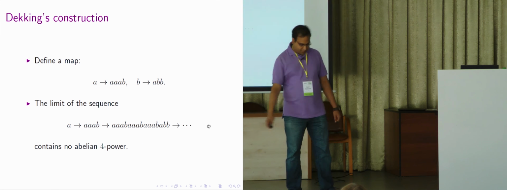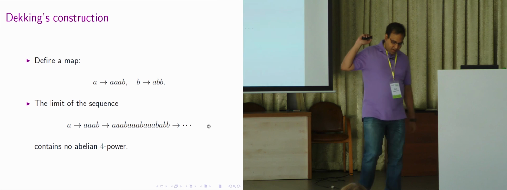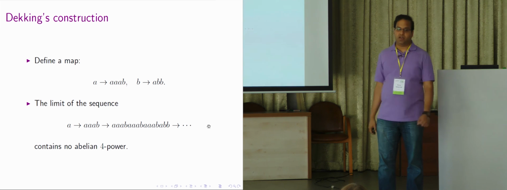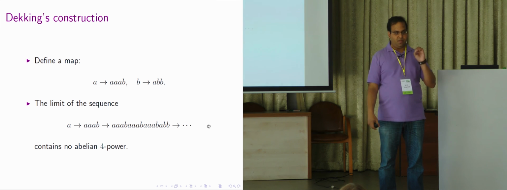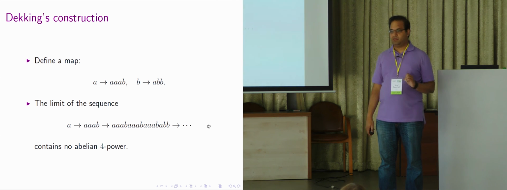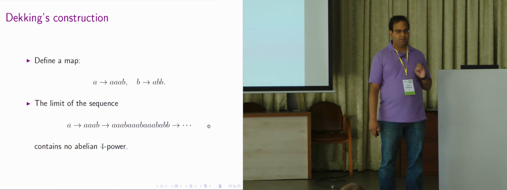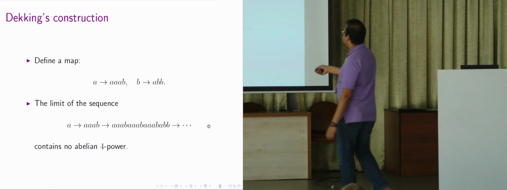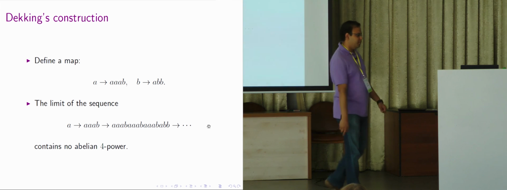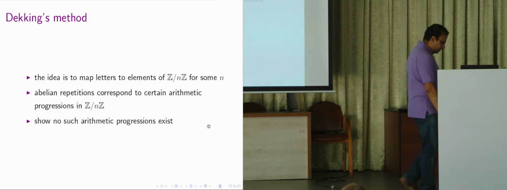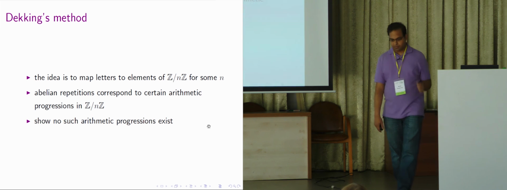Okay, so now this is Dekking's construction of an infinite binary sequence that avoids abelian fourth powers. So I have this binary sequence, and I claim that it has no abelian fourth power. So let's see how the proof goes.